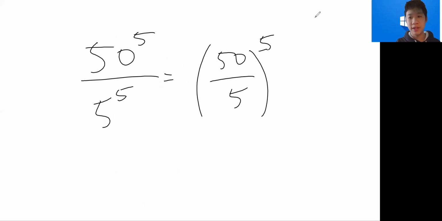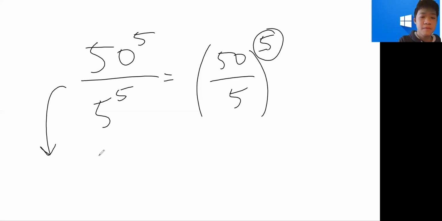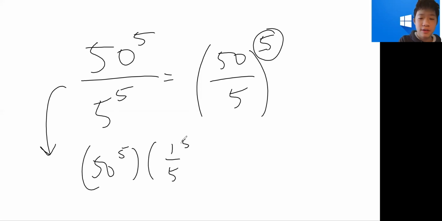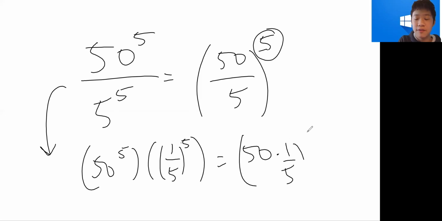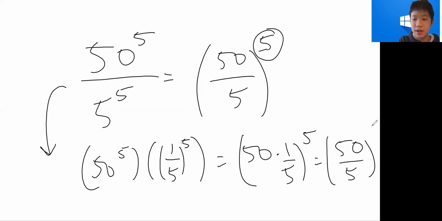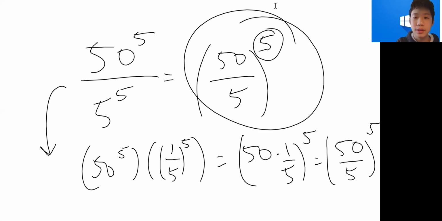So just like with multiplication, we can put all of these numbers under one exponent right here. And if you want to see this work in a different way, we can rewrite this as 50 to the 5th times 1/5 to the 5th. See that? Let's just pretend these two are multiplying by each other. So then we just have 50 times 1/5, all to the 5th, using the multiplication property, and voila, we have the same exact thing as we have right here. Okay? And solving this, we get 50 divided by 5, which is 10 to the 5th.